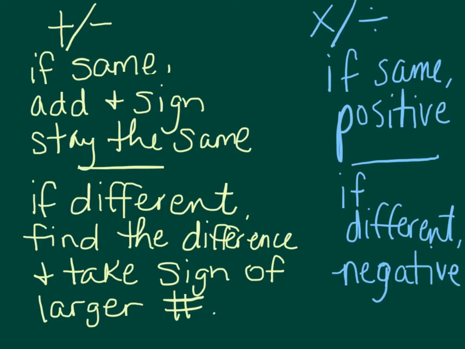When you're multiplying and dividing, the rules are a little bit different. If they're both the same, your final answer will be positive. So if they're both positives, your answer is positive. If they're both negatives, your answer will also be positive. If your signs are different, you simply multiply the numbers and your answer is negative.